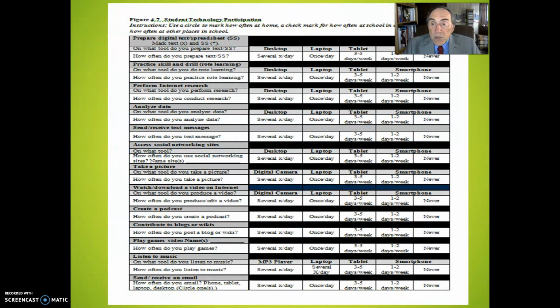Surveying parental and student technology skill proficiencies is also worthwhile, including technology participation gaps. Teachers must consistently provide lessons to engage all students in active technology use.